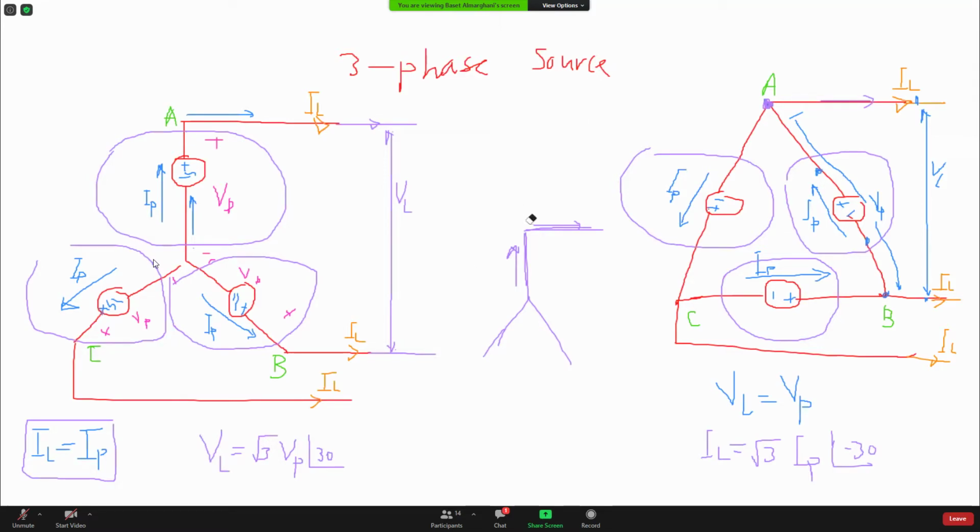And when you do the delta, this is delta, and you can see the line voltage, and the same voltage which is between this and this is the phase, they're equal. So this is why you have this here.